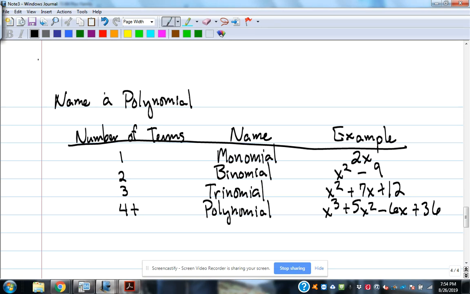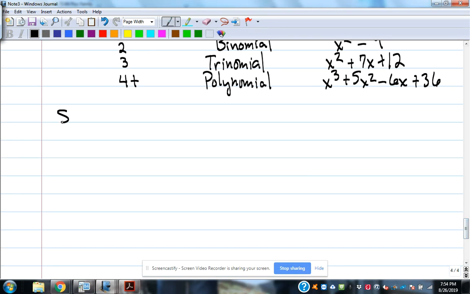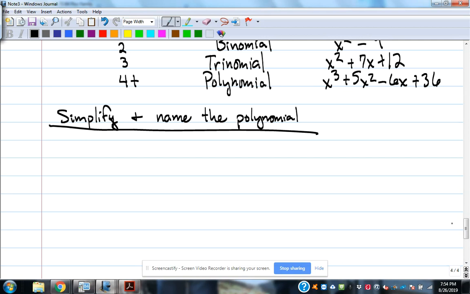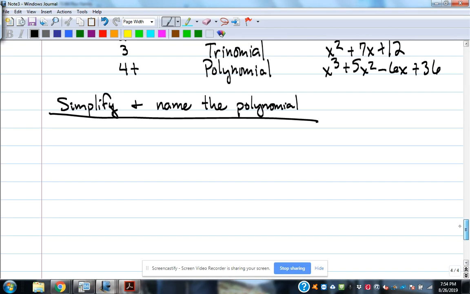All right, so let's look at simplifying a polynomial expression and then naming that polynomial, like classifying it by what it is after we've done that. So we're going to simplify and name the polynomial. Okay, simplify and name. Letter here, I.